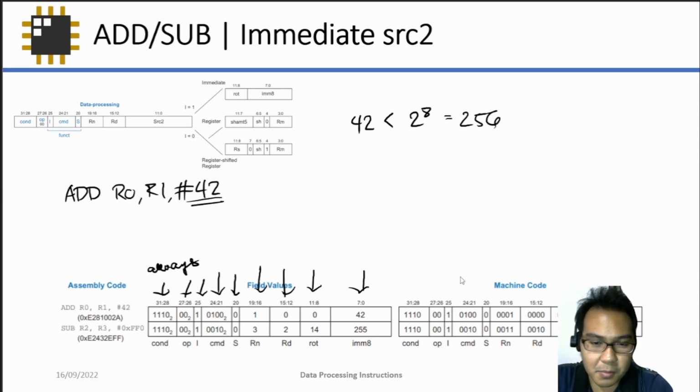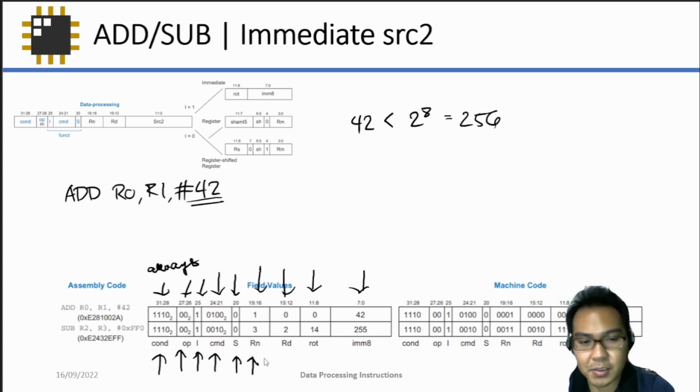Next, sub. Okay, so now let's look at sub. Sub is the one that's interesting. Let's get the conditions out of the way. Always true. Opcode is data processing. Immediate addressing. Sub, command for sub. Don't update status registers. This first operand is R3, destination register is R2.